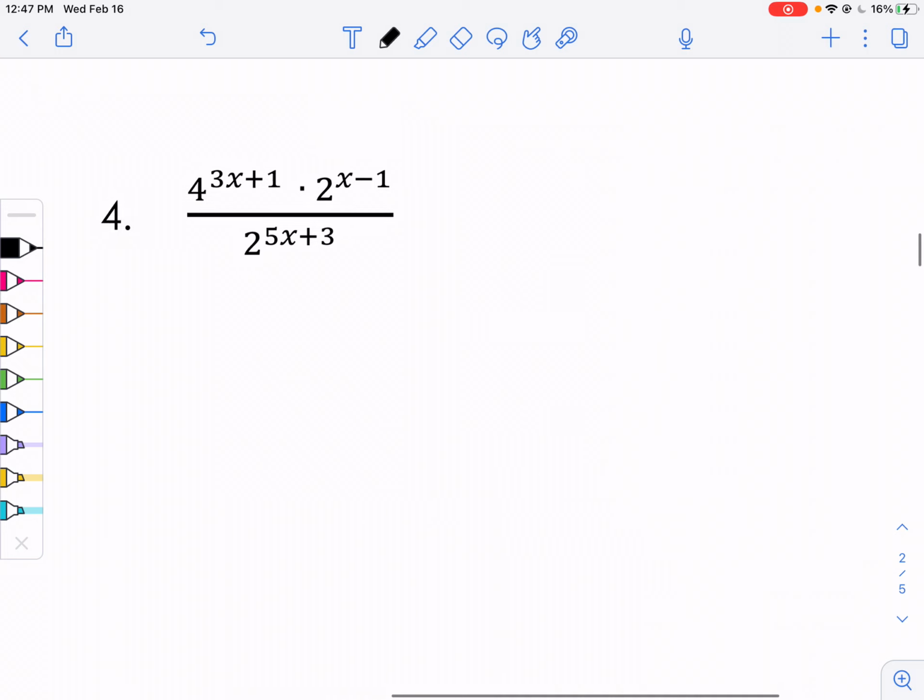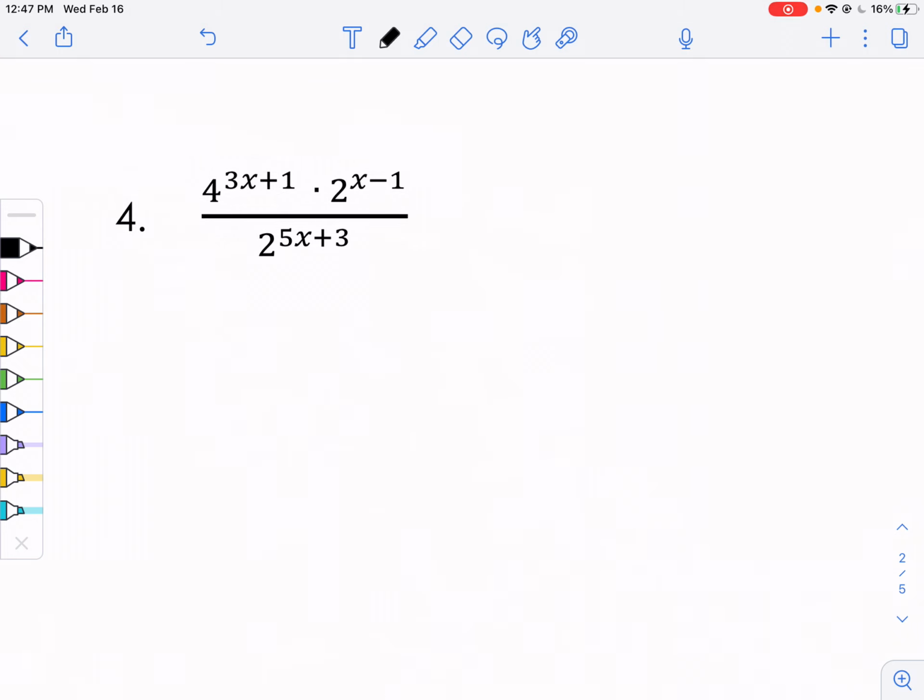Awesome. Moving and grooving. Number 4. All right. So first thing I notice right away is that the bases here are not the same, right? I see 2 of them have 2's, but 4 is not a 2. One way that I could solve this problem is by turning 4 into 2 squared, right? Turning 4 into 2 squared.